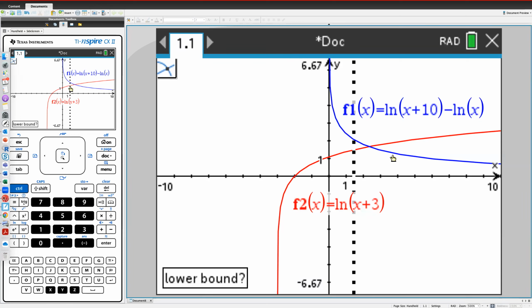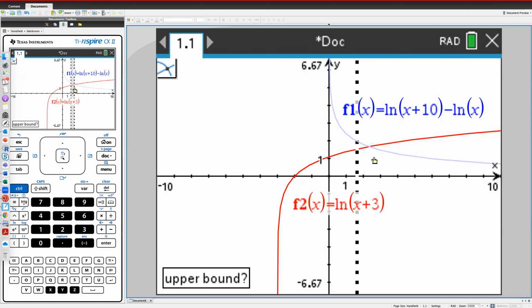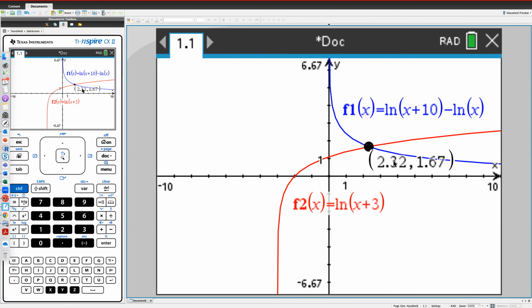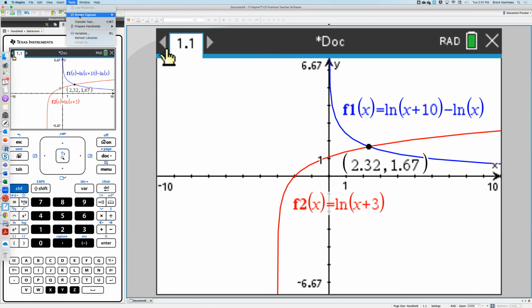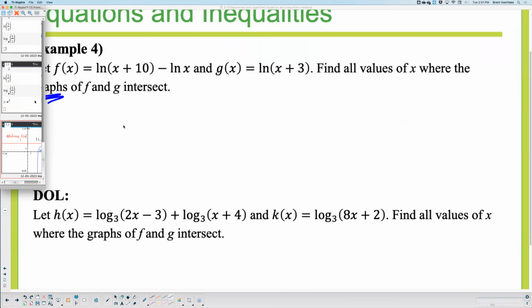This is telling the calculator where to look. Lower bound means look below, to the left of. Upper bound means to the right of. This is the answer here. The solution is actually the x value. So that would be our solution there. Tools, screen capture. So let's come back over here.